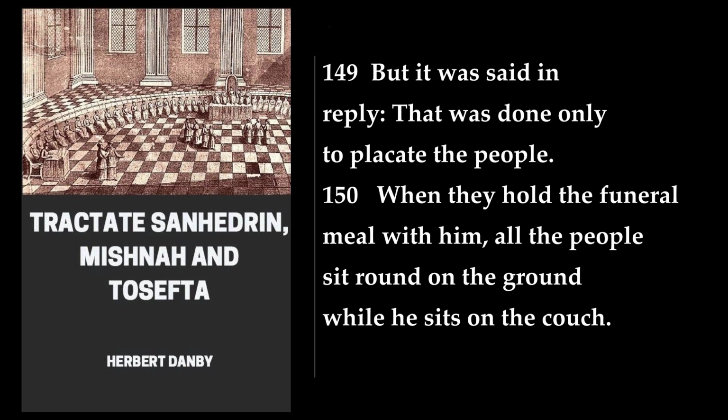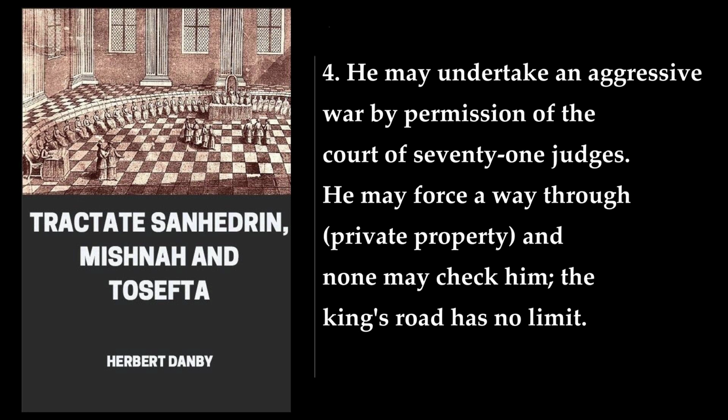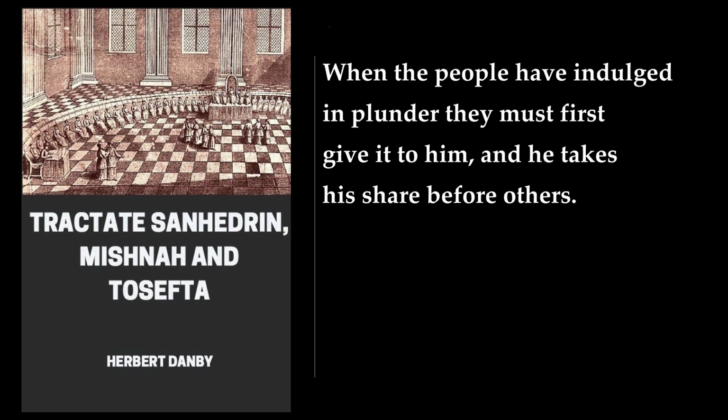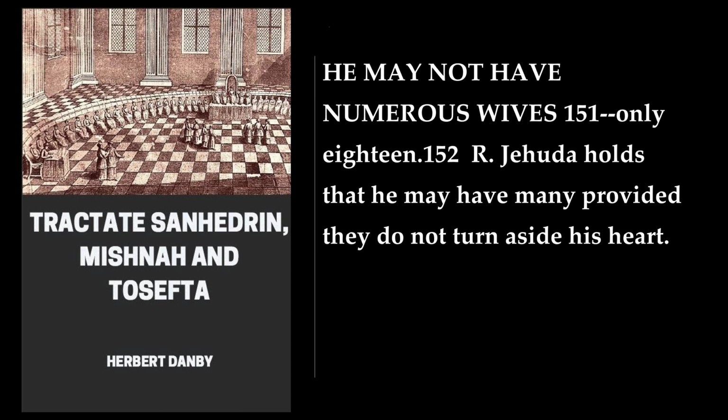When they hold the funeral meal with him, all the people sit round on the ground while he sits on the couch. 4. He may undertake an aggressive war by permission of the court of 71 judges. He may force a way through private property, and none may check him, the king's road has no limit. When the people have indulged in plunder they must first give it to him, and he takes his share before others. He may not have numerous wives.